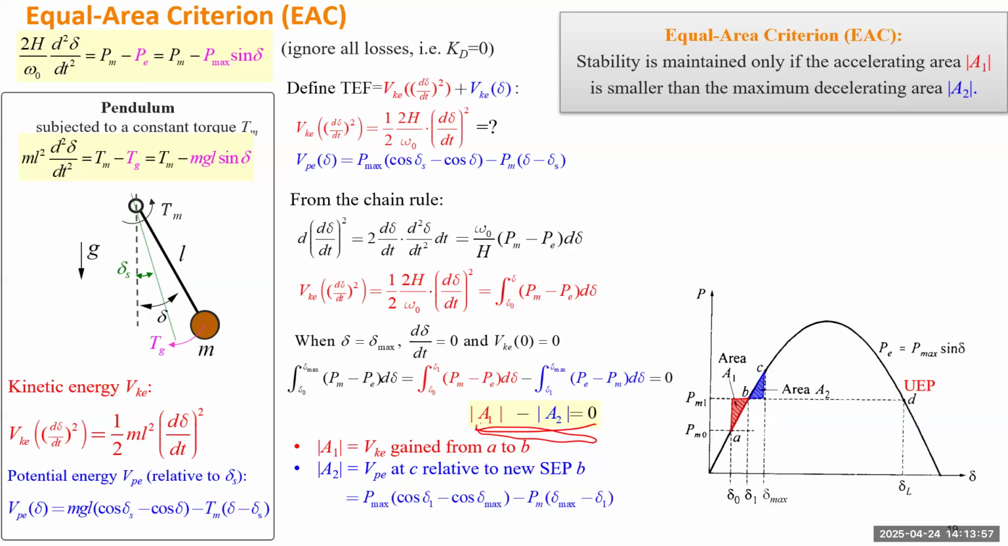So stability is maintained only if the accelerating area A1 is smaller than the maximal decelerating area A2. For this case, A1 is equal to A2. But what is the maximal decelerating area A2? It is the entire area above the new equilibrium point. So this is the maximal decelerating area.